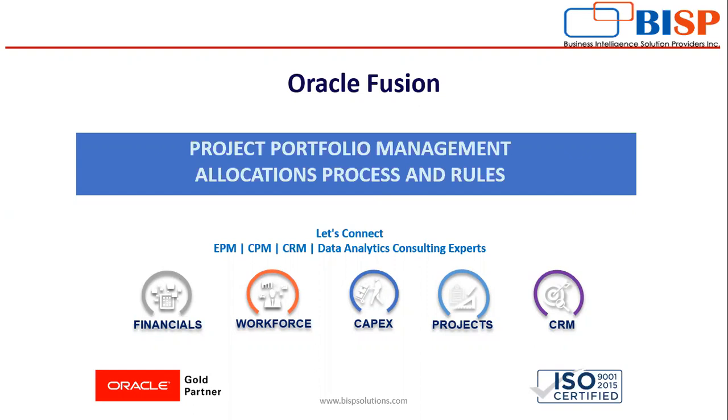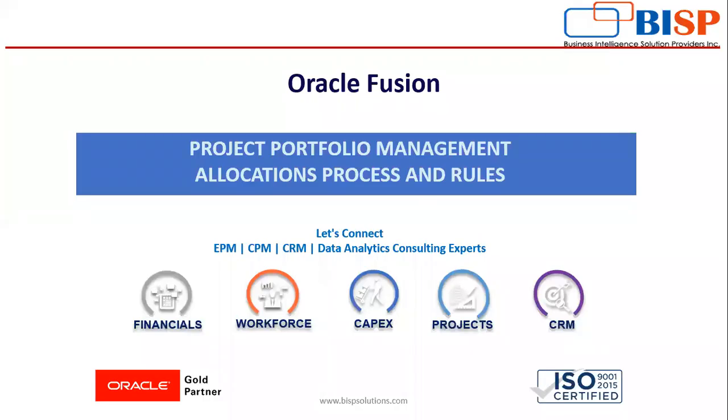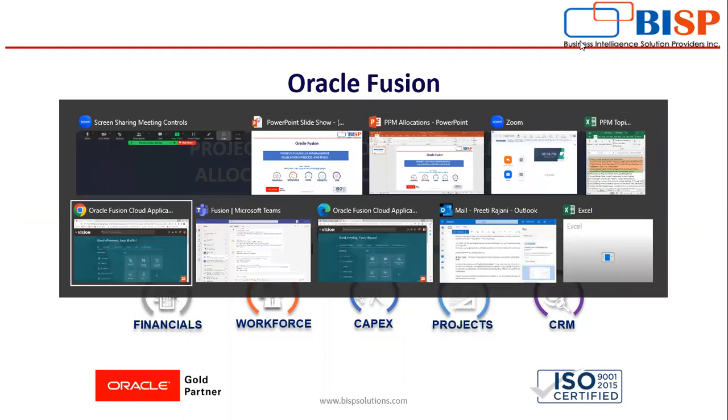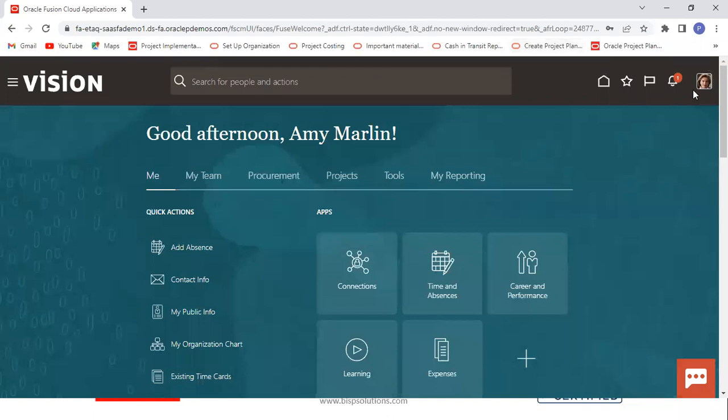So in today's video, we will discuss how to allocate the cost from one project to another project, and for that, how to create the allocation rules. We will move to our application to see how to create the allocation rules in the application. Allocations means when we are transferring the cost from one project to another project. For that, we have to create the allocation rules in the application.